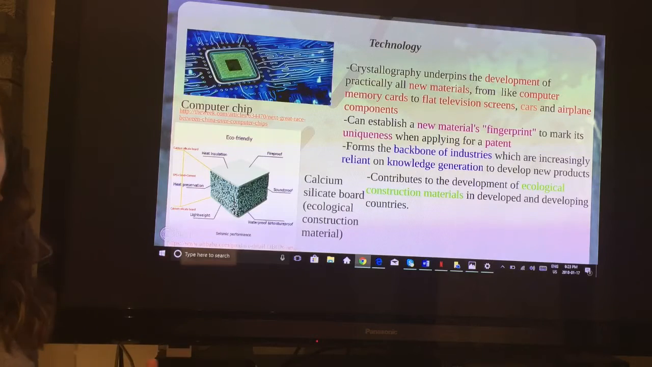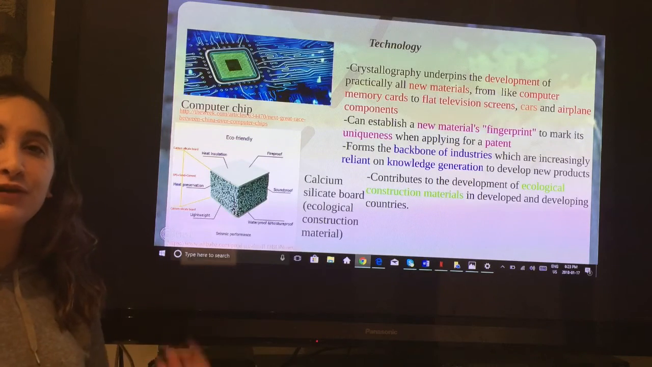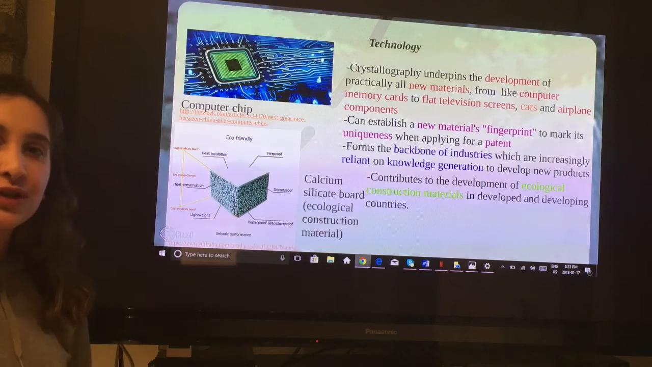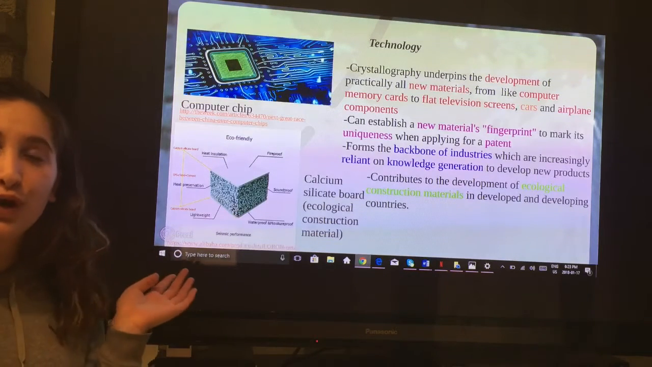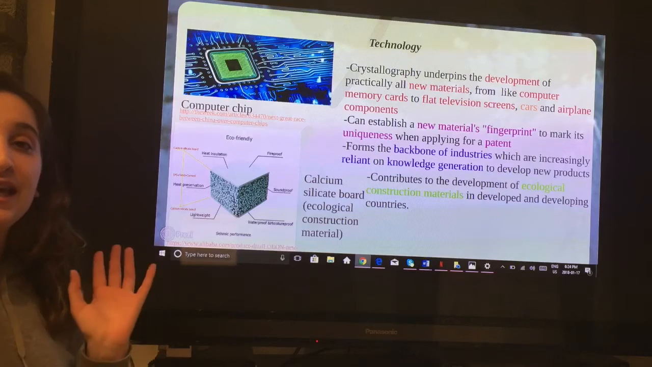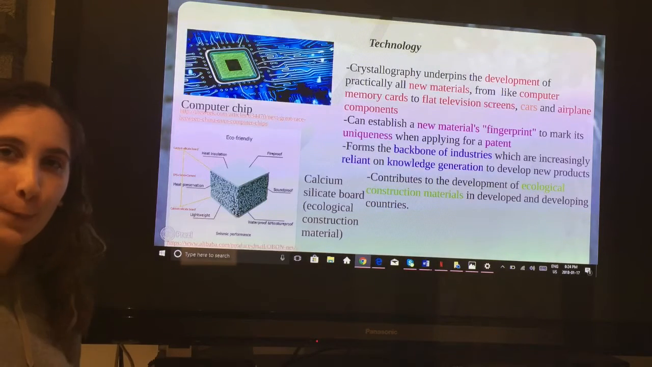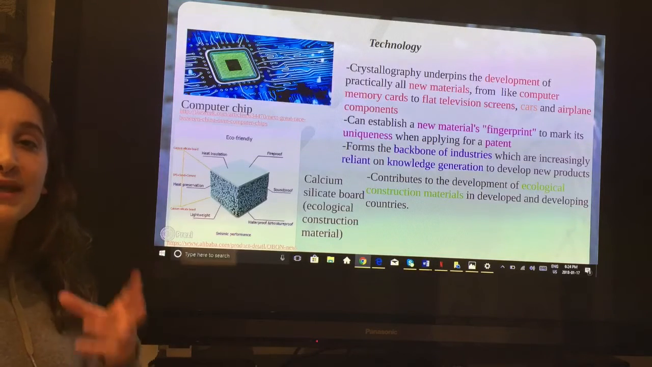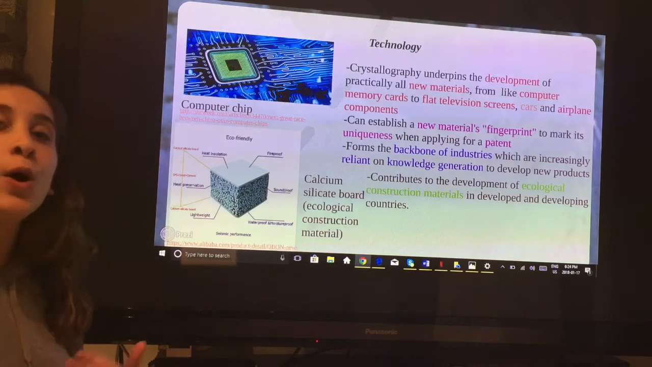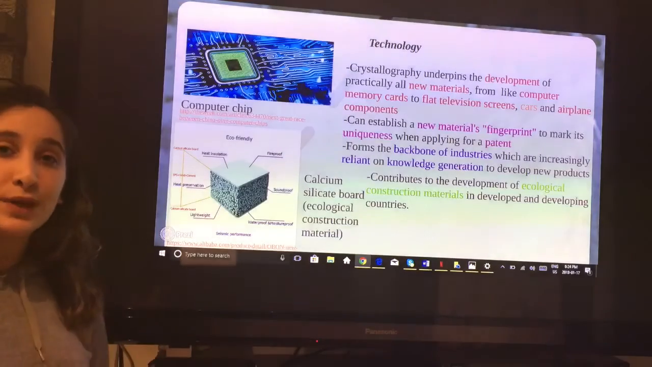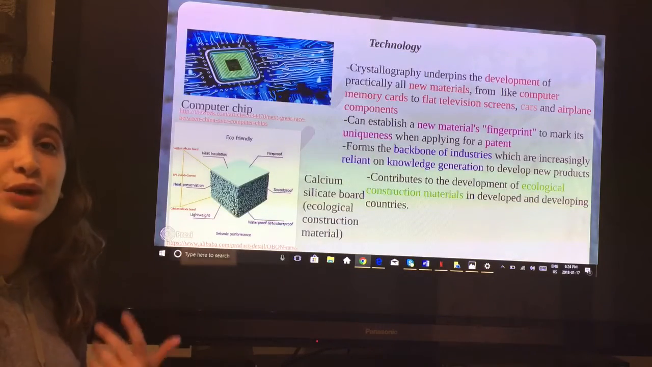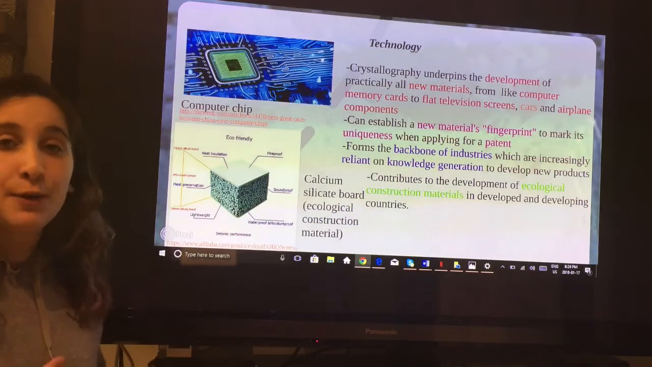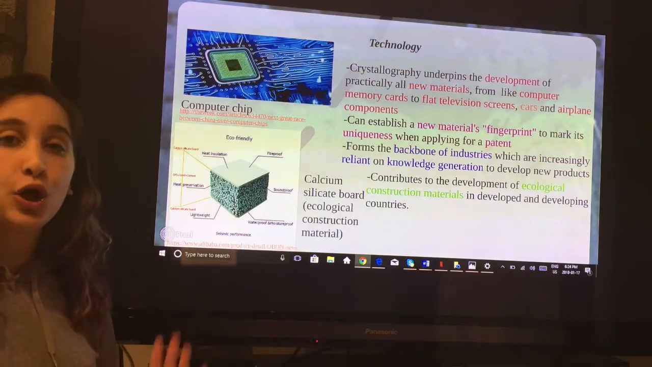As well, crystallography can help with the development of new ecological construction materials in developed and developing countries, such as the calcium silicate board you see here, which helps with the green insulation in a home. As well, crystallography can help develop new materials that are more cost efficient when building things like solar panels, windmills, and batteries that actually reduce wastage of these products, which means it's not only helping the environment, but it's also helping greening the global economy.